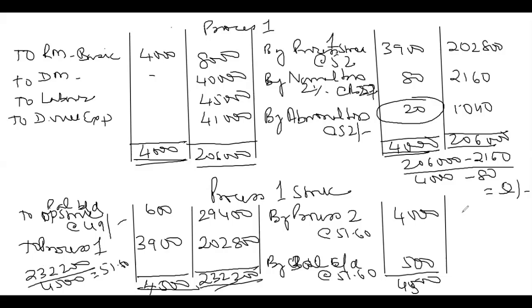So how much is it? 4,000 into 51.6, 2,06,400. Therefore, how much is this? You can take it as a balancing figure or value it also. How much is the balance? 25,800.